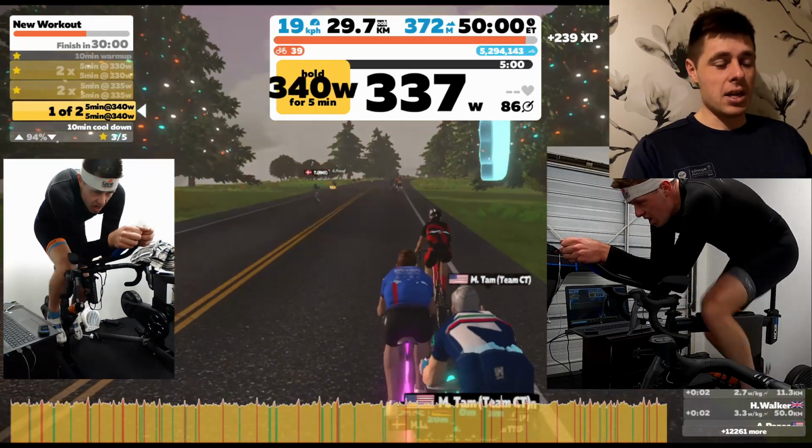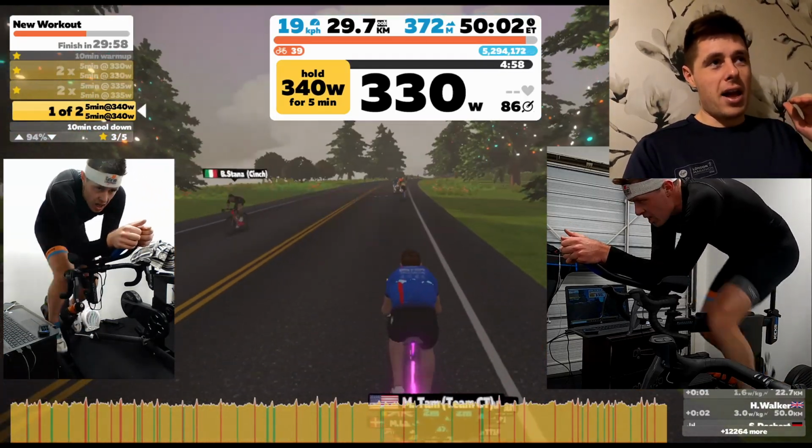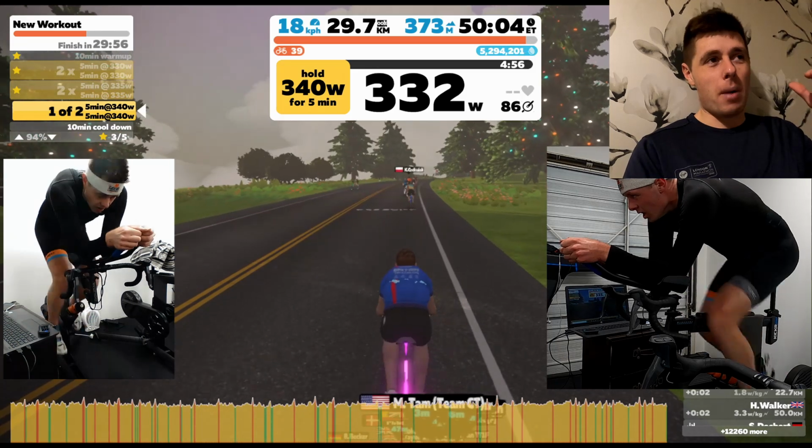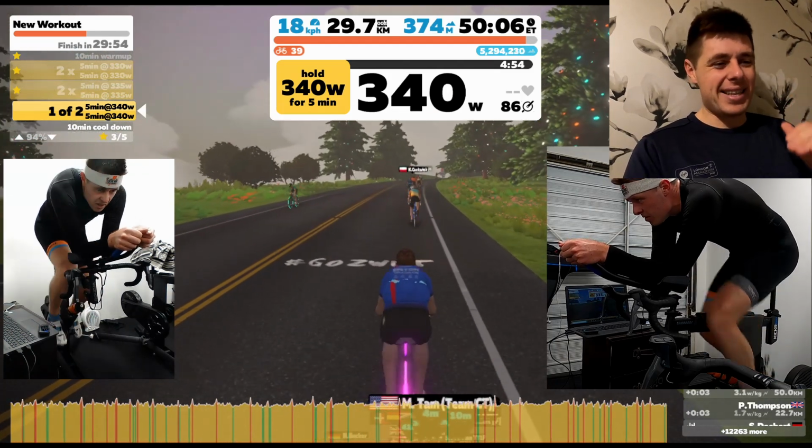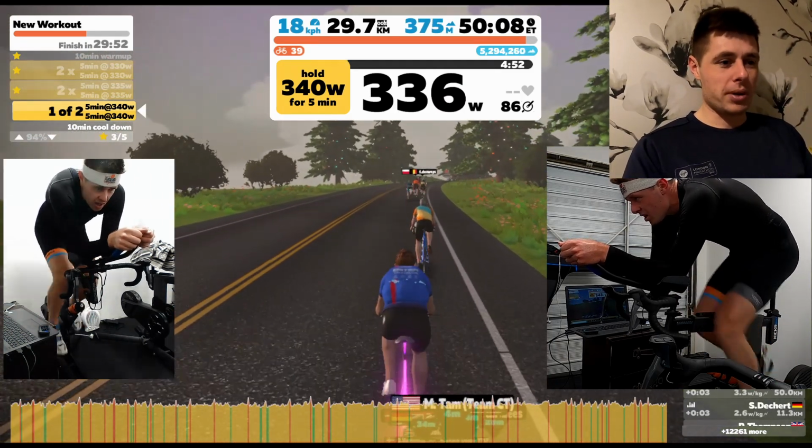We'll look at this in a second, but it just gave me something to pretend that I'm going to start at a power and then lift it. I don't think I did in the end, but I just held a consistent power, but it just gave me something else to focus on.